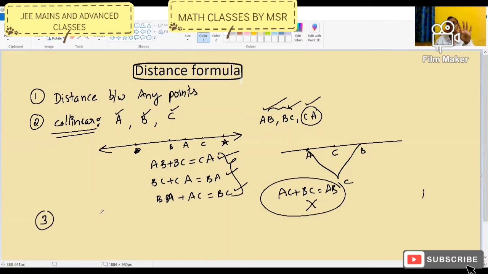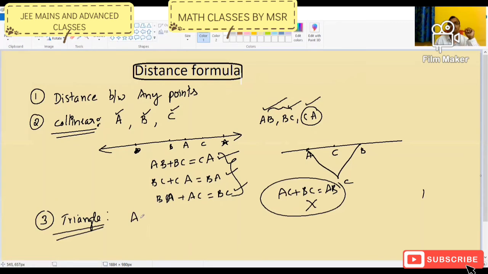Next application: in the next video we will discuss problems on distance formula. Right now I am just going to tell you the applications, how the distance formula will be useful. The next one is the nature of a triangle, to decide whether the given triangle is equilateral, isosceles, scalene, right angled, obtuse triangle, acute triangle or right angled isosceles.